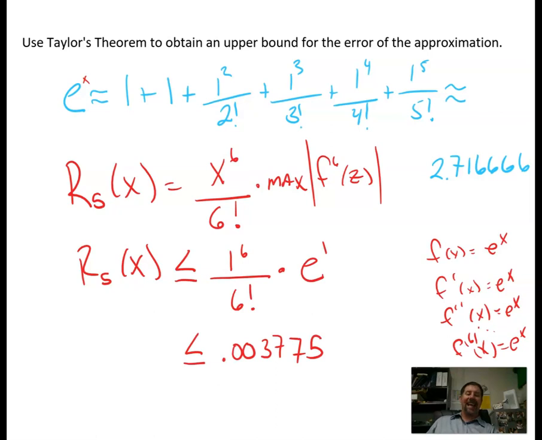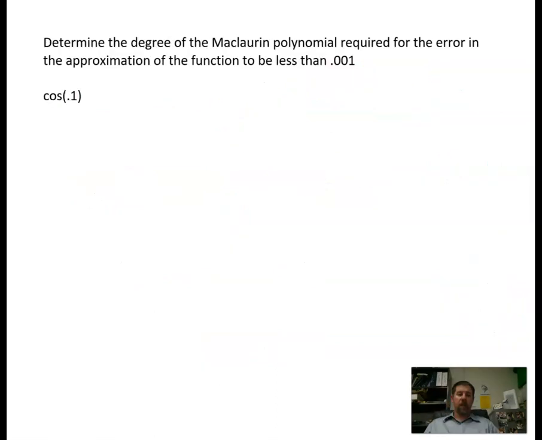So if we work this out on the calculator, my upper bound, or the maximum amount of error I'm going to have for my approximation, is 0.003775. So again, that is a relatively small amount of error. That's pretty good. Okay, so last one here.